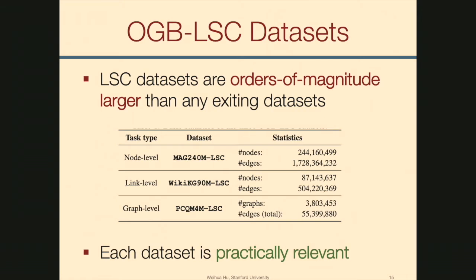So the key characteristic of these large-scale challenge data sets is that they are orders of magnitude larger than any of the existing data sets, including the original OGB. We prepared 3 data sets, with prediction at the level of nodes, links, and graphs. For example, for the first data set, the number of nodes is over 200 million, and the number of edges is over 1 billion. And the others are also quite large. Each data set is really practically relevant. What I'm going to do now is to briefly introduce each data set and show you the performance improvement that has been made during the 3-month period of KDD Cup 2021.